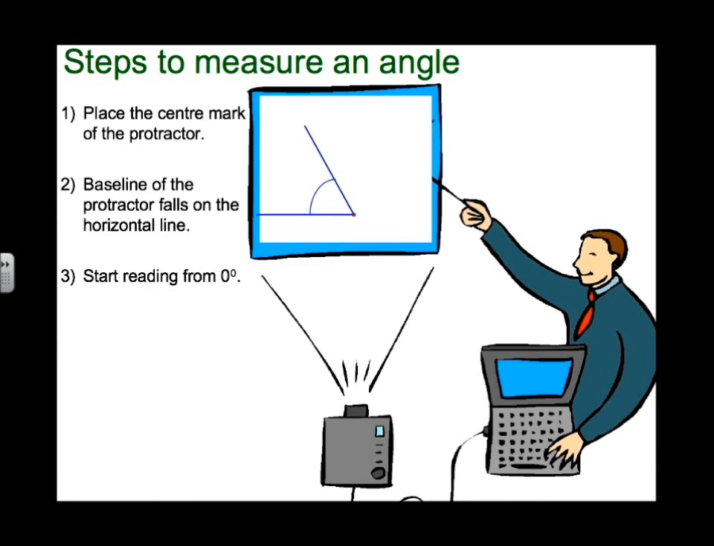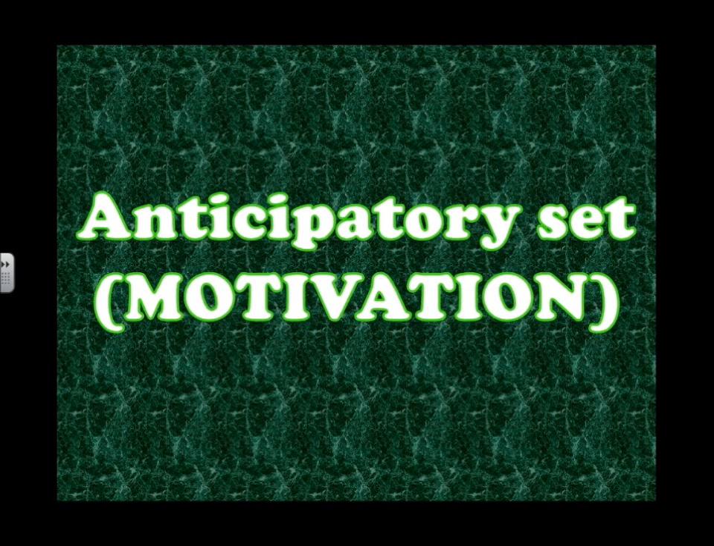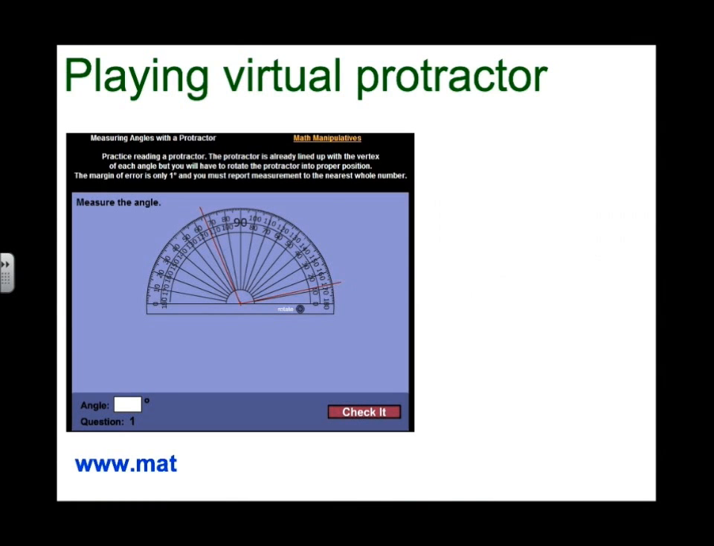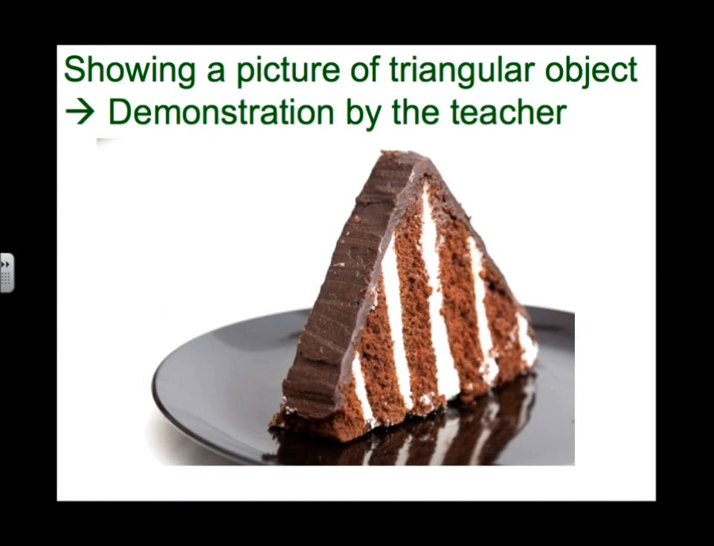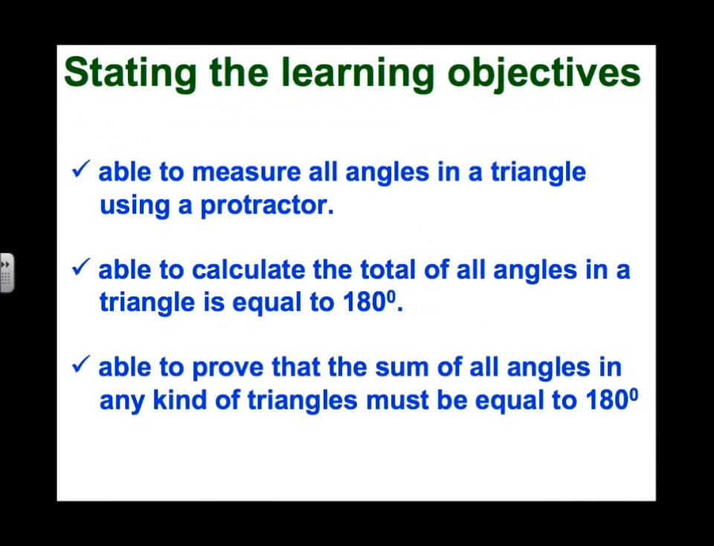For the pre-assessment, the teacher will review the steps to measure an angle using a protractor. First, the teacher demonstrates how to play the virtual protractor on the given website, and then directs students to play the games. This is the main stage of the lesson, that is introducing content. The teacher will state the learning objectives on the whiteboard.